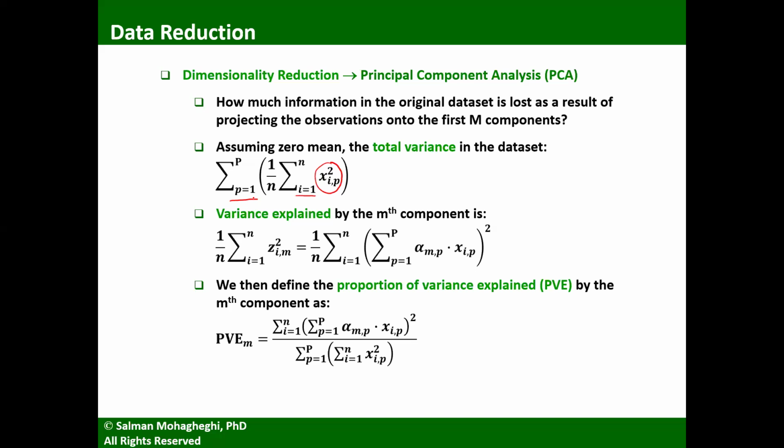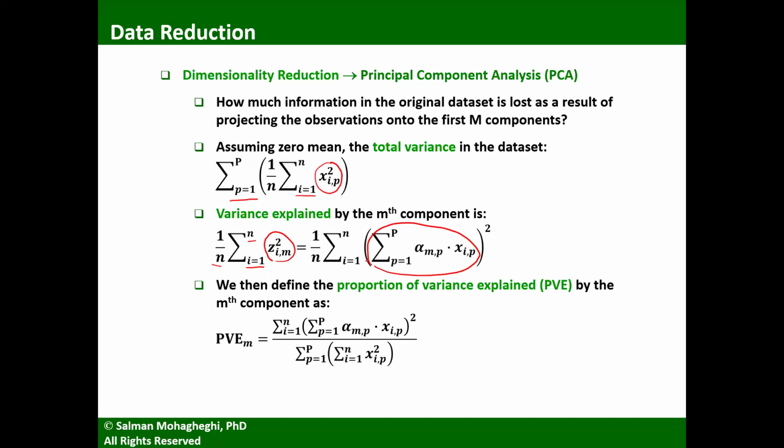Then the question would be how much of this total variance is explained by principal component number m. Again, the variance explained by principal component number m would be 1 over n times the summation of z_im squared, where i goes from 1 to n. Keep in mind that n is the total number of data points or observations. Instead of z_im, I can replace it with that equation because it's a linear combination of all the original x_i's.